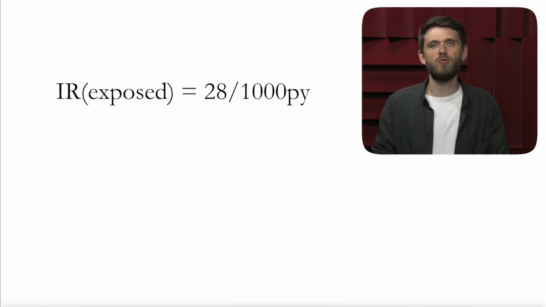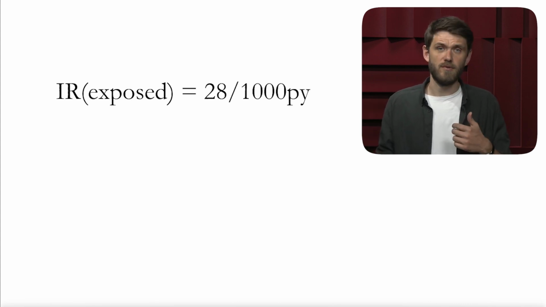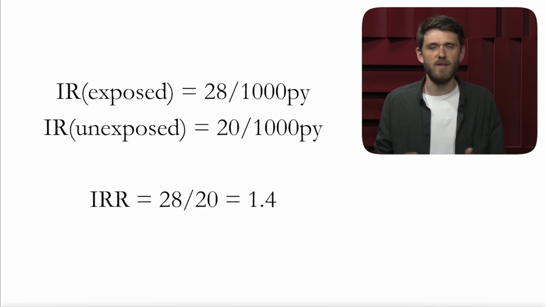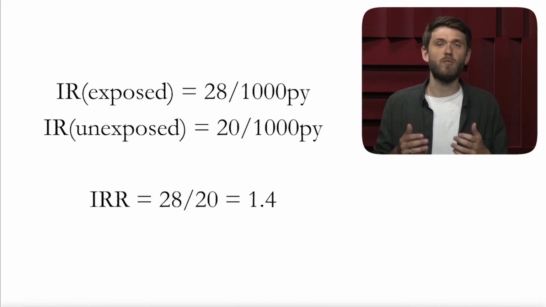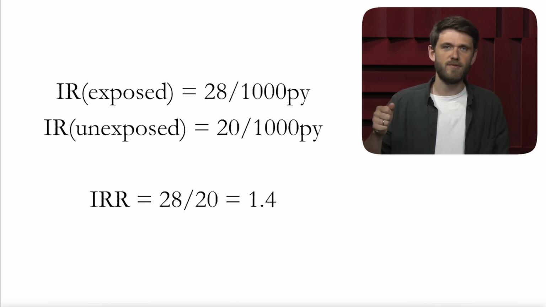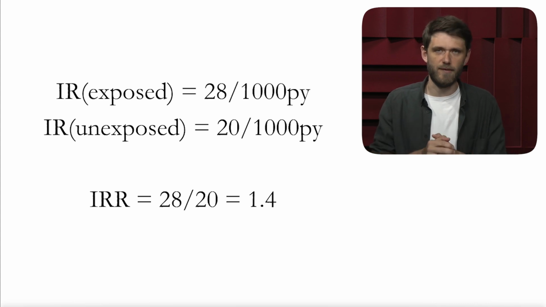I could compare 2 cohorts. I could say the incidence rate in one group was 28 per 100,000 person years, and another cohort would be, for instance, 20 per 100,000 person years, which will yield me an incidence rate ratio of 1.4. So this is the core idea. I'm measuring outcome and follow-up in 2 different groups and comparing them.